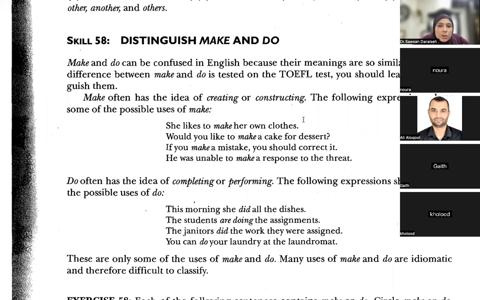She likes to make her own clothes. So guys, clothes, this is construction. Yes, exactly. She makes her own clothes, meaning she sews them, cuts fabric, got it? Yes, this is what she's doing. She's creating an outfit. She makes means she is creating or constructing an outfit.